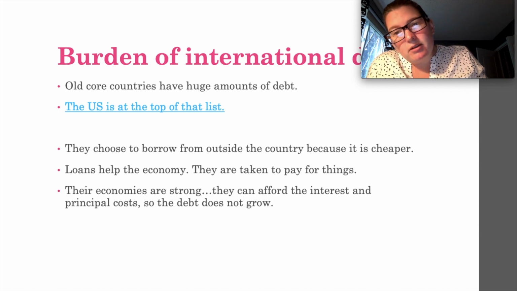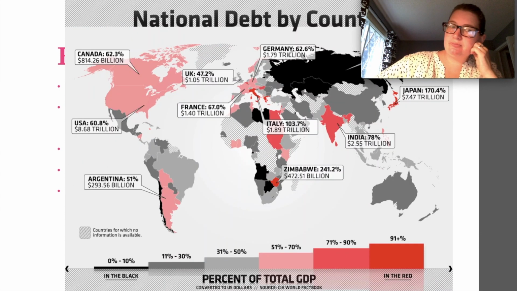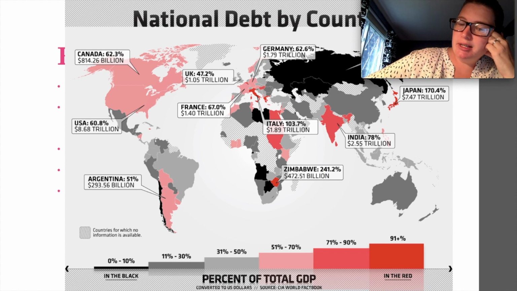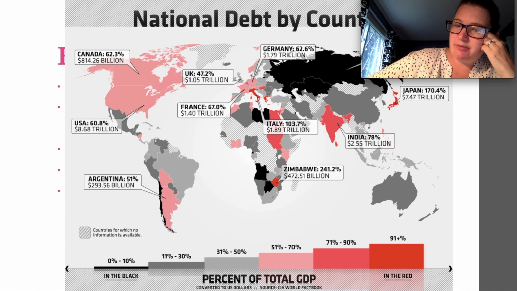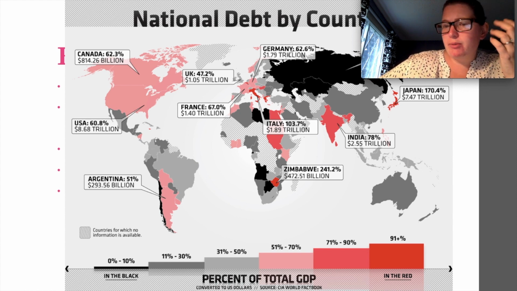So the U.S. is right at the top of that list. The U.S. owes huge amounts of debt, a lot of it to China, interestingly enough. So if you look here, this is kind of the national debt by country, the total percent of GDP, and this is all in U.S. dollars. So Canada was about 62.3. If you notice the U.S., it is 8.68 trillion. India's in the trillions, Japan is in the trillions, Germany's in the trillions, UK is in the trillions, France in the trillions. We're only in the billions. We don't have a huge population.